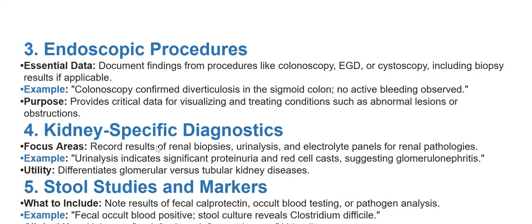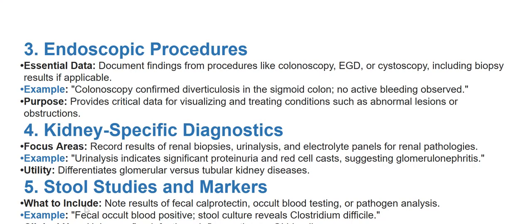Kidney specific diagnostics. Focus areas: record results of renal biopsies, urinalysis, and electrolyte panels for renal pathologies. Example: urinalysis indicates significant proteinuria and red cell casts suggesting glomerulonephritis. Utility: differentiates glomerular versus tubular kidney diseases.